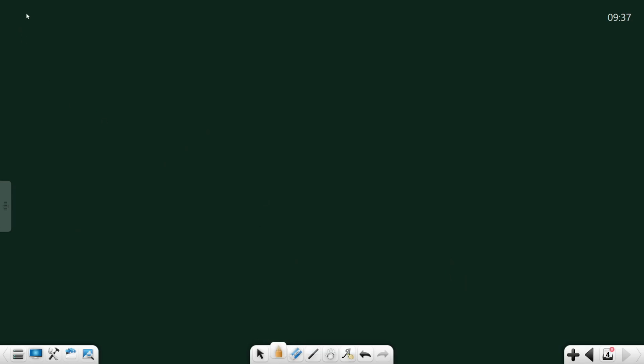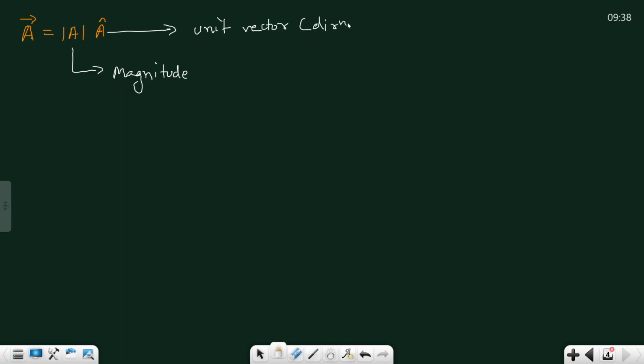So what do we mean by vector? A vector will be having two components. Whenever you denote a vector, you have to put a sign like this arrow. A vector will be having two components. One is magnitude and another is direction. We call it magnitude. And this one is unit vector, and we call it direction vector. This gives only direction, you know.